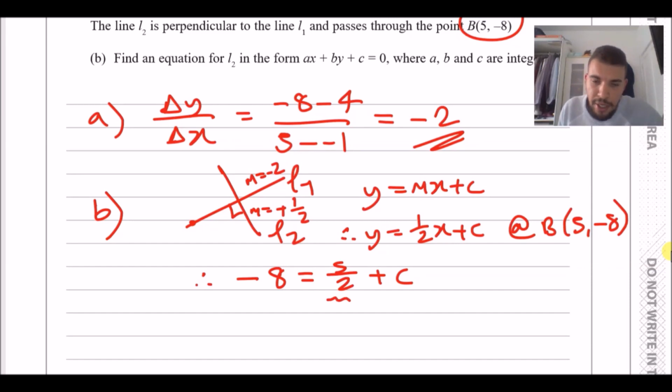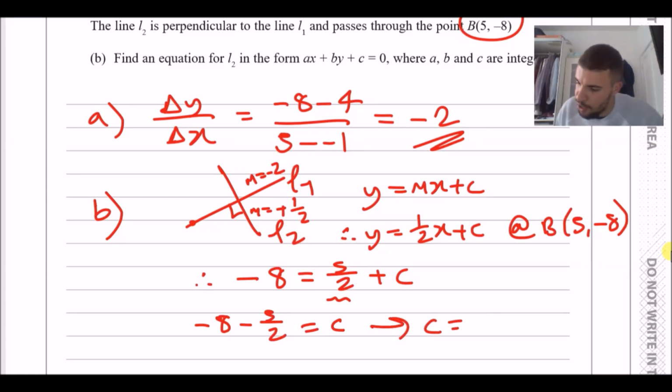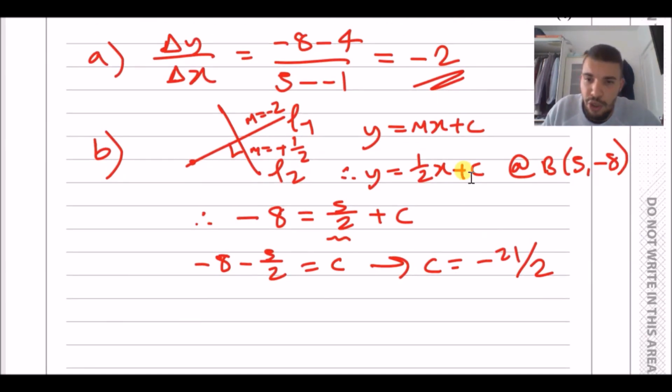I'm going to subtract 5 over 2 across. So therefore, c is going to equal -8 minus 5 over 2. Put that in your calculator and you should get c equals, what I get, -21 over 2. Nice. Now, since we've got our equation, just replace that c with what you got. So therefore, our equation of line 2 is y equals half x minus 21 over 2.